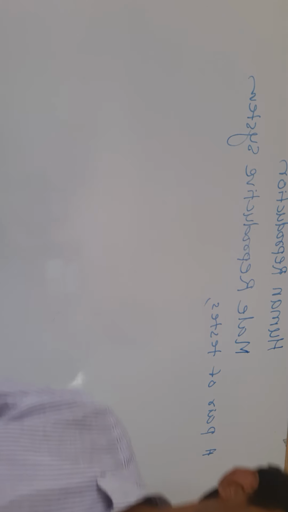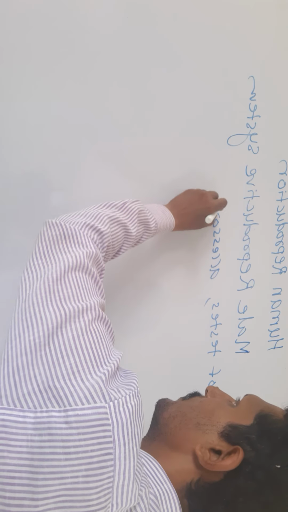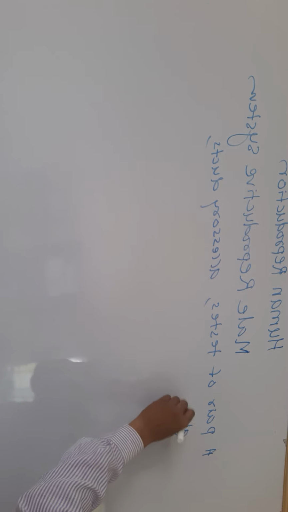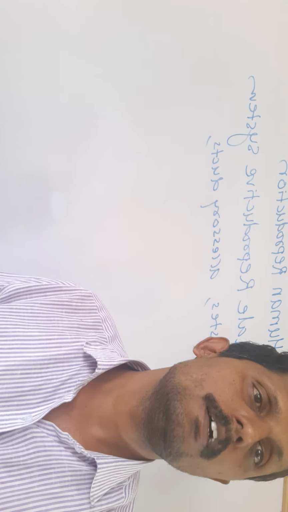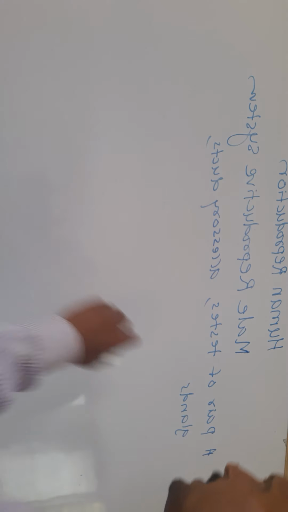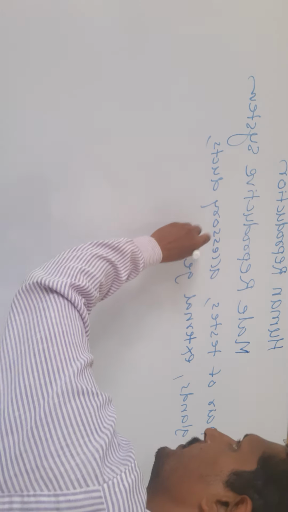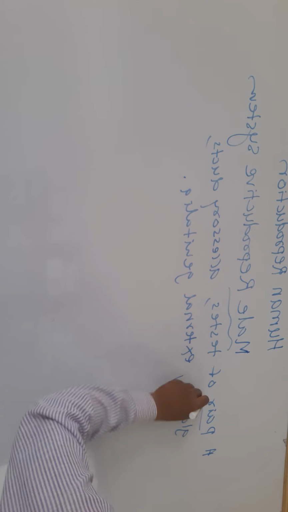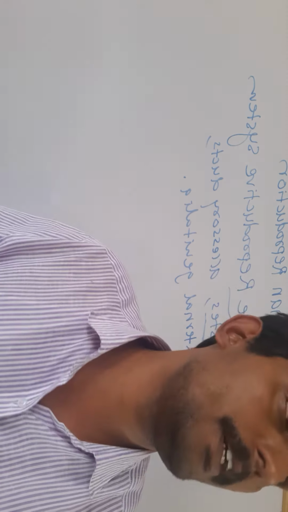Next important are the accessory ducts, glands, and external genitalia. These are the main components of the male reproductive system. Now we will study the main aspects of the testes.